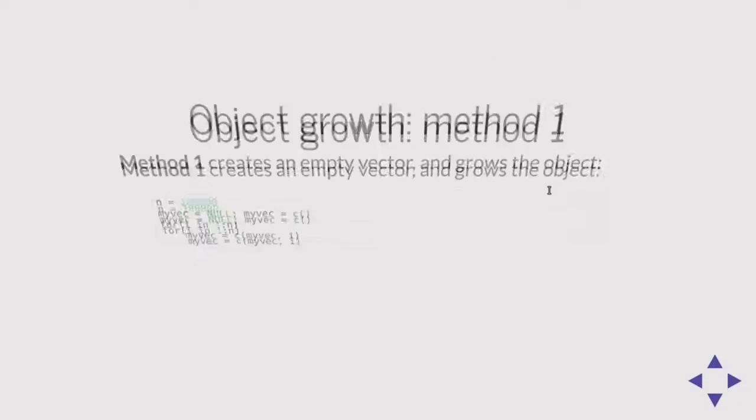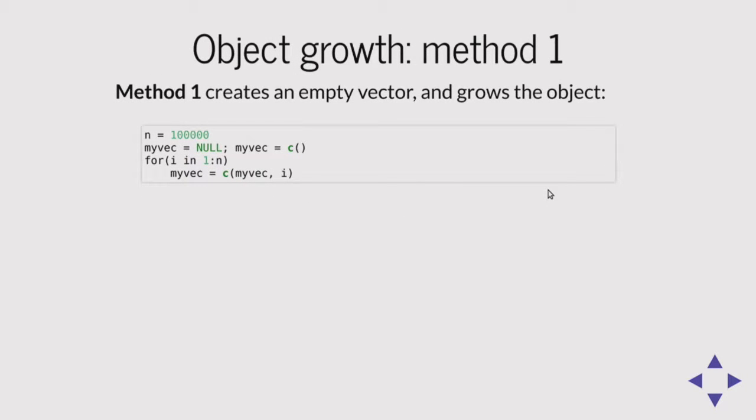So object growth. Right? So method one. Here we're going to create a vector and then grow an object. So line 1, we've set n to be 100,000. And line 2, we're creating a vector myvec. Both of these calls in line 2 do the same thing, fundamentally. They're both creating an empty object or an empty vector. And then in lines 3 and 4, we've got a for loop that is just going to grow this vector. So let's see what happens.